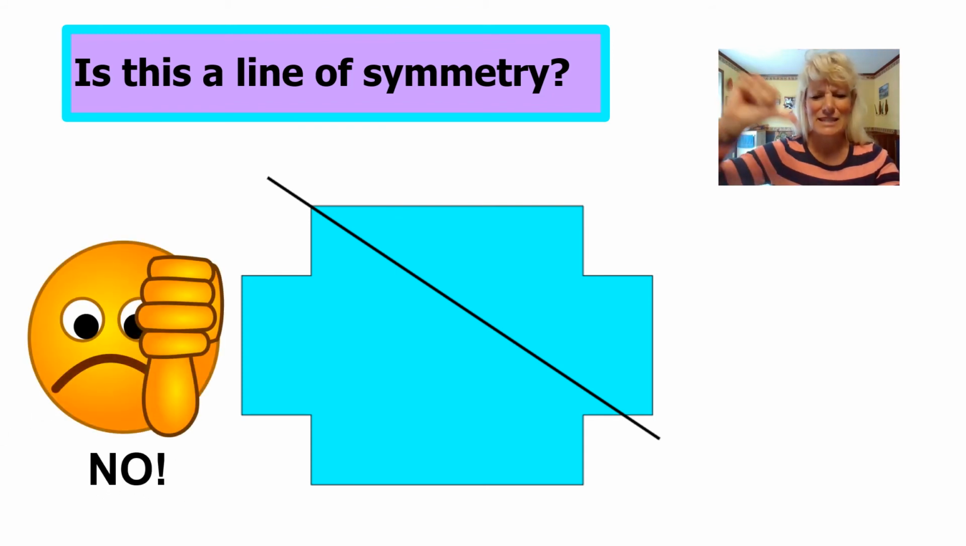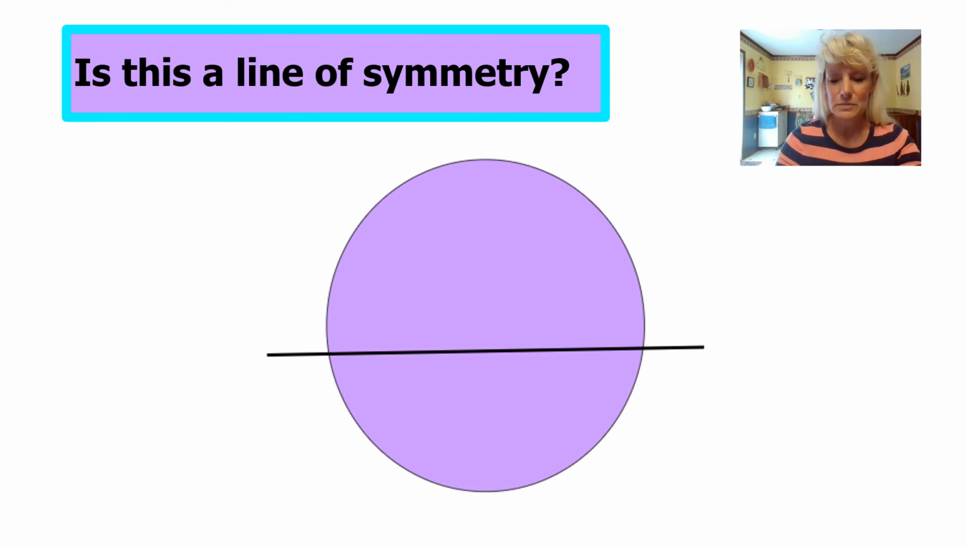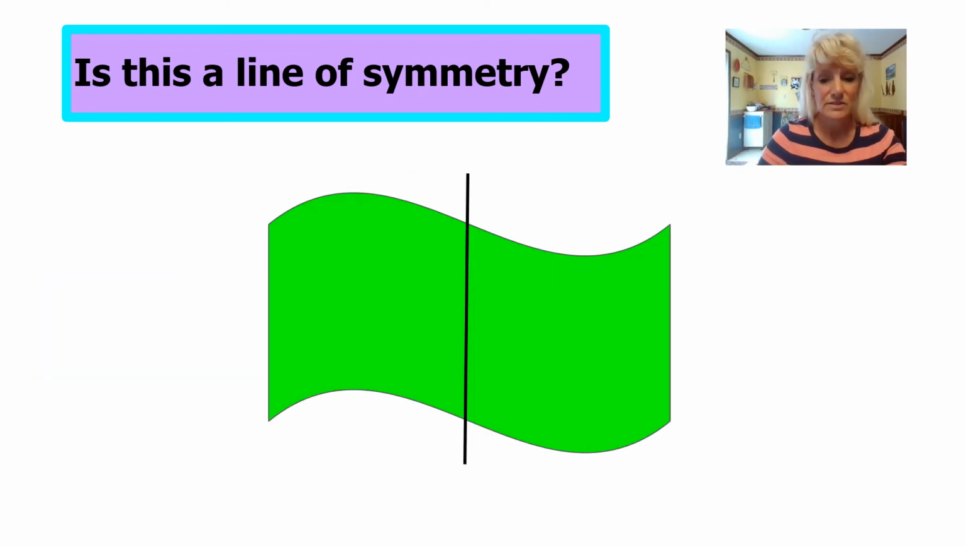Okay, in this case, this is not a line of symmetry. Now, I could have drawn a line of symmetry. If I had made a line through here or even through here, I could have made a line of symmetry. But the line I have now is not a line of symmetry. What about this one? Yes? No. Okay, this is a no as well. If I had come up a little higher, then I would have had equal parts. But where the line is, it is not a line of symmetry.